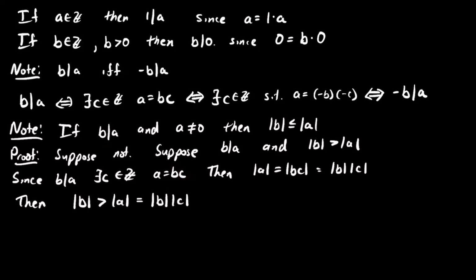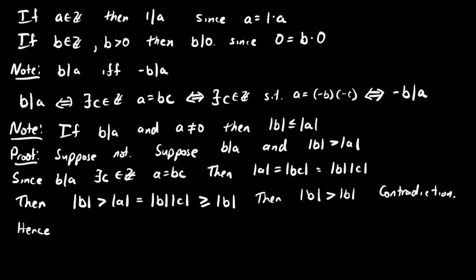So in particular, I know that the absolute value of c is either 1 or larger, so that this number right here is greater than or equal to the absolute value of b. So what does this lead me to? I could say then the absolute value of b is greater than the absolute value of b. And this is a contradiction. This is not possible. So hence, we can conclude that the absolute value of b is less than or equal to the absolute value of a. So that concludes our proof here.